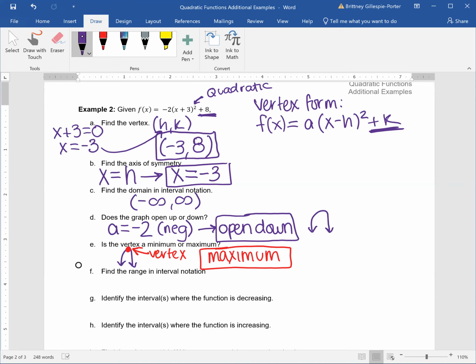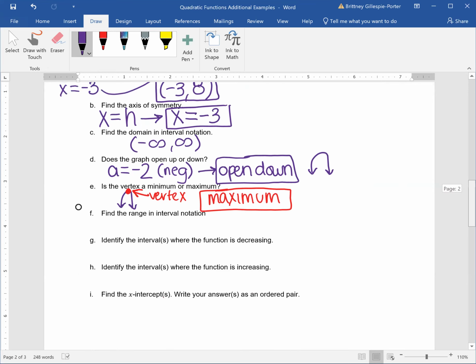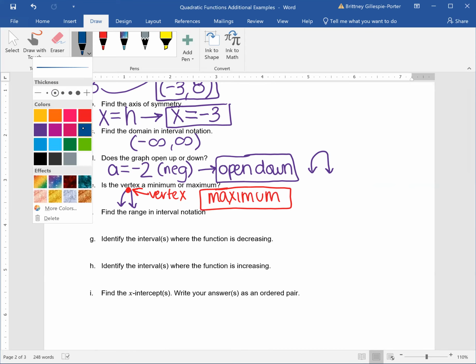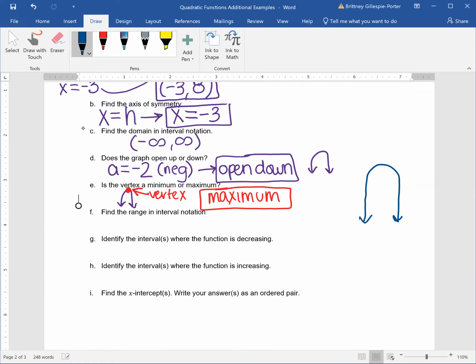Some of you may not be comfortable with this next piece yet, so make sure you pay close attention. We need to find the range in interval notation. With my parabolas, I draw the graph a lot. So let's draw that graph one more time. This time I'm going to make it a little bit bigger. We know our vertex is negative 3, 8, and we know that it is a maximum.